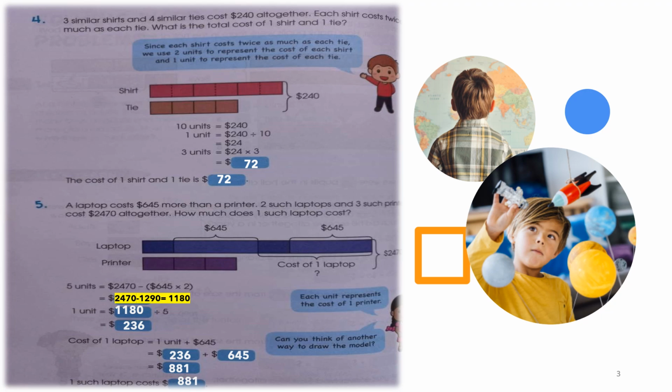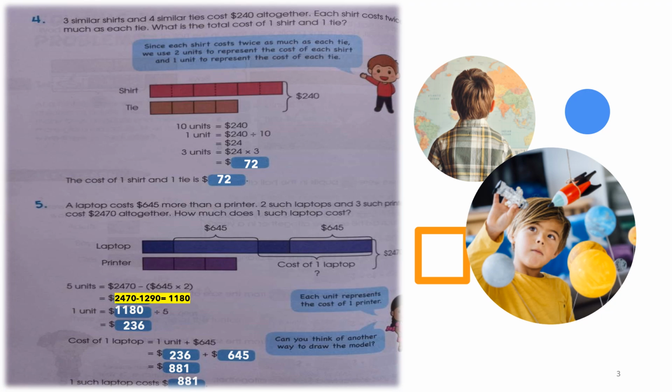Now look at question number 5, which says a laptop costs $645 more than a printer. And now the question says that 2 such laptops and 3 such printers cost $2470 altogether. How much does one laptop cost? First of all, we need to evaluate the cost of the printer.